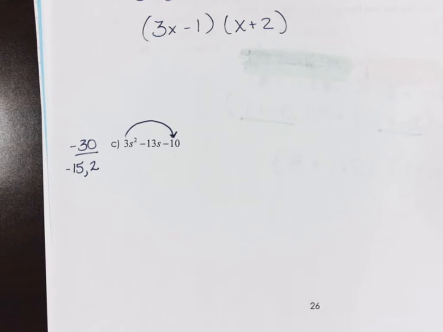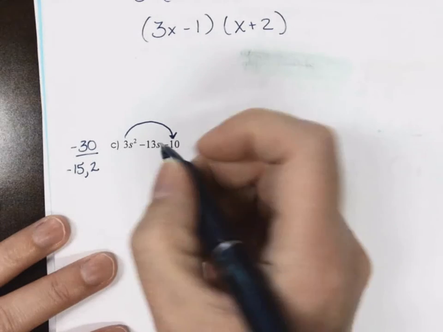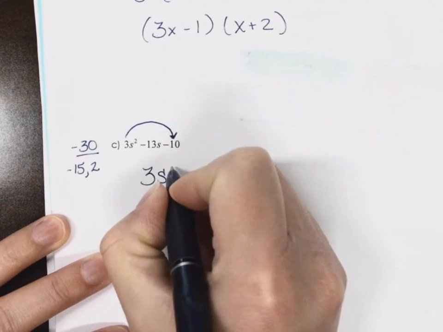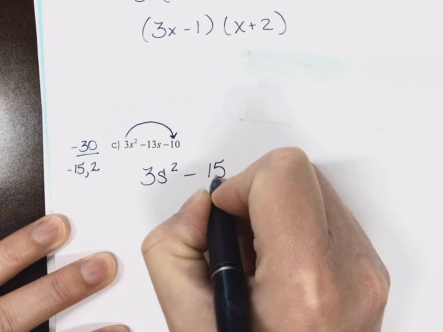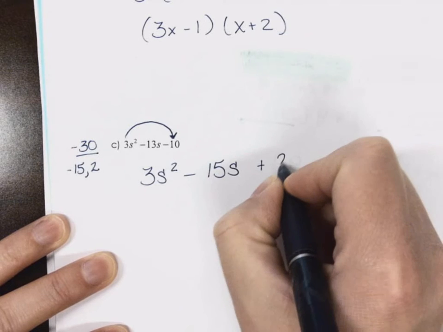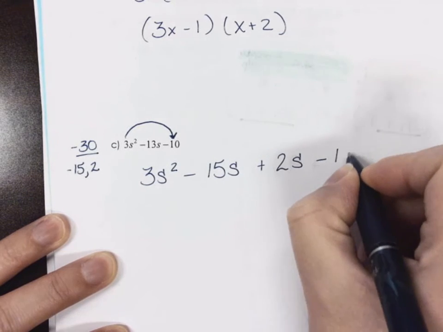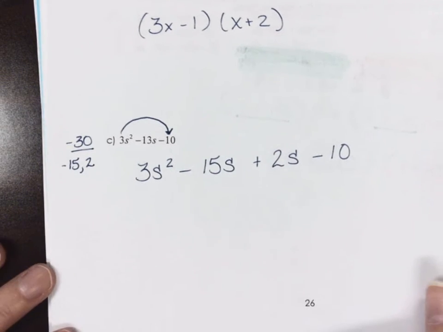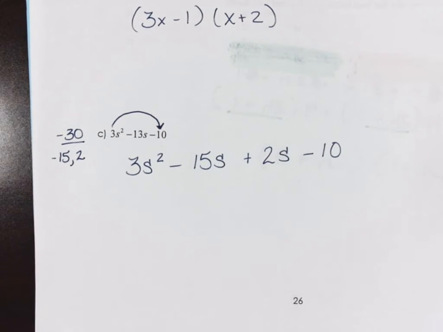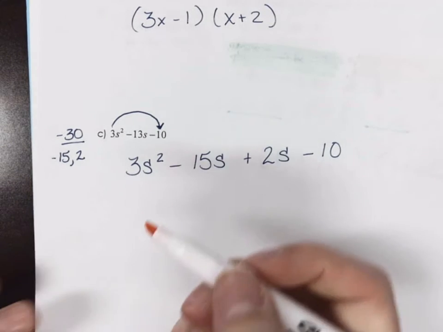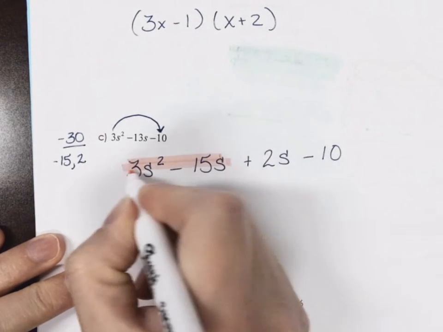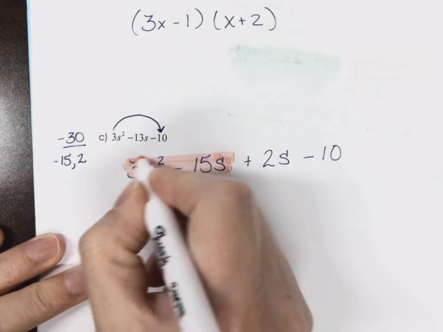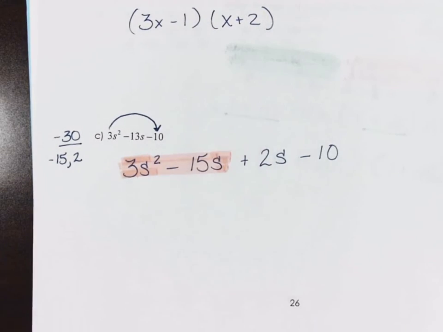Okay. So again, we keep that first term. So 3s squared minus 15s plus 2s minus 10. And notice how I'm kind of expanding things like they're really far out. It's just to give myself a little bit of extra room. So we can definitely take the letter S out.